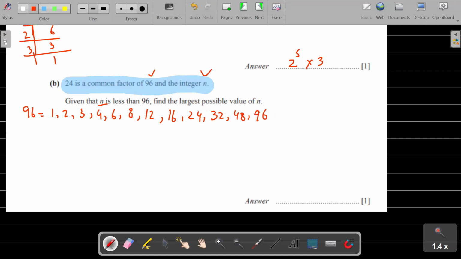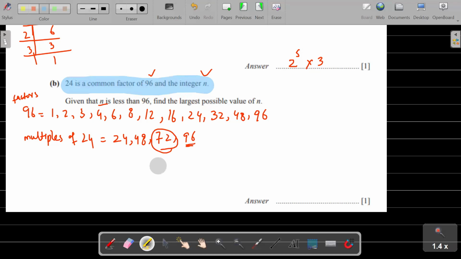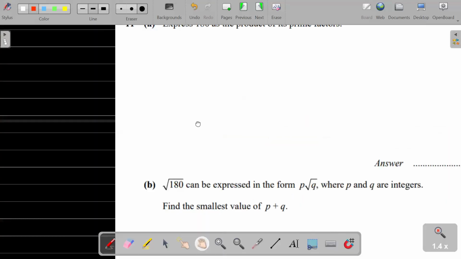So let's do that. Multiples, these were the factors. Okay, so let's do the multiples. Multiples of 24. 24 threes are 72 and 24 fours are 96. It says that n is less than 96, so that is the possible value of n. So I will say that my value of n is 72. I hope you have cleared your concept part.